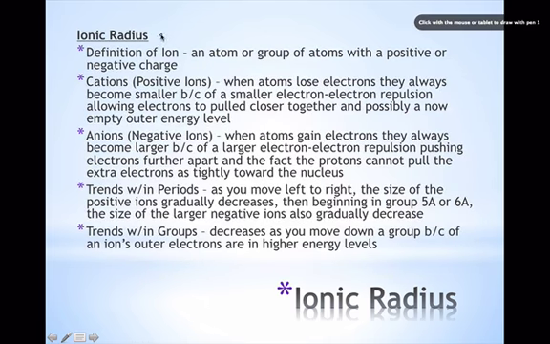The next one is ionic radius. And ionic radius can be a little tricky because you have both the positive and the negative ions, anions and cations. The ionic radius is the same as atomic radius, it's just the size of the atom or group of atoms.